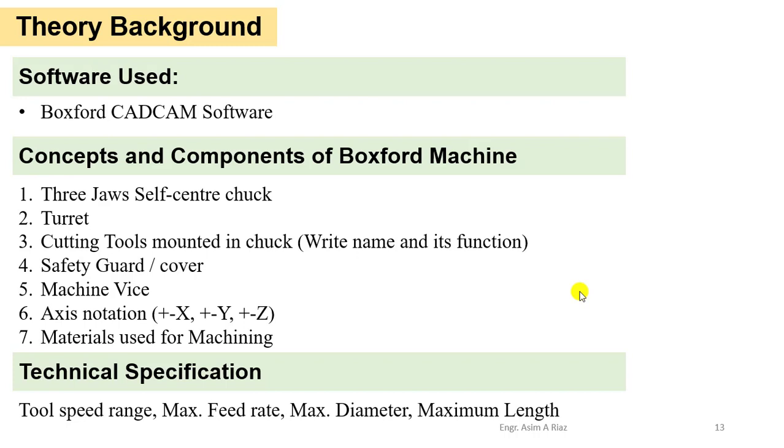Material used for machining: usually it is a student version, and this machine is used for academic purposes, so we have to work on soft materials, which include Teflon, nylon or aluminum. Technical specification, I have already shared the link. From there you can check the technical specification, which includes center to center distance, swing over lathe, swing over bed and so on. The maximum feed rate and the maximum spindle speed are also mentioned in the link provided in the Google Classroom.